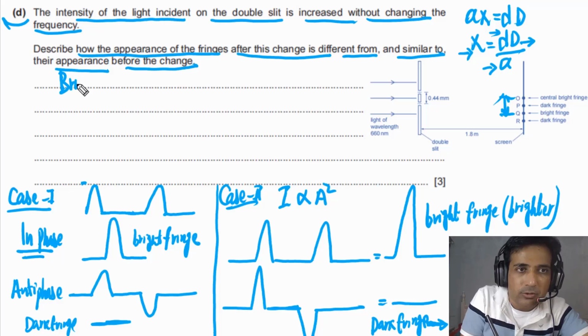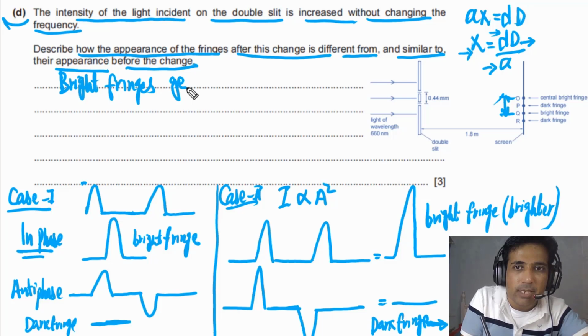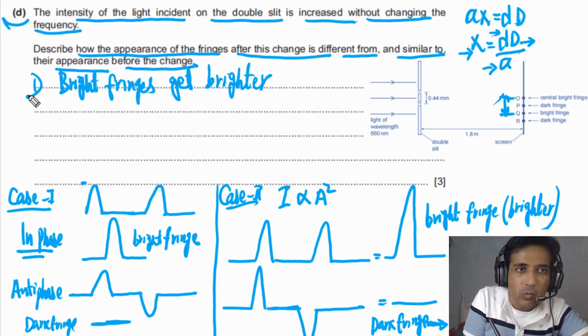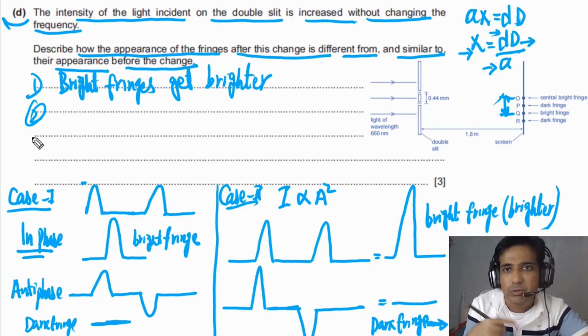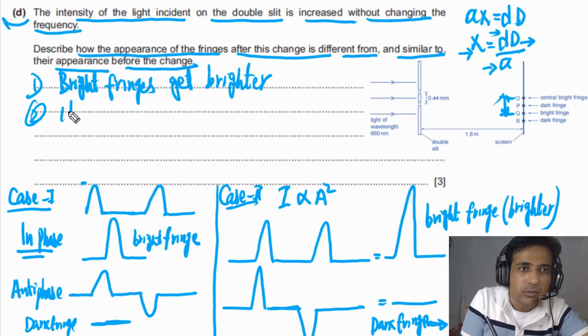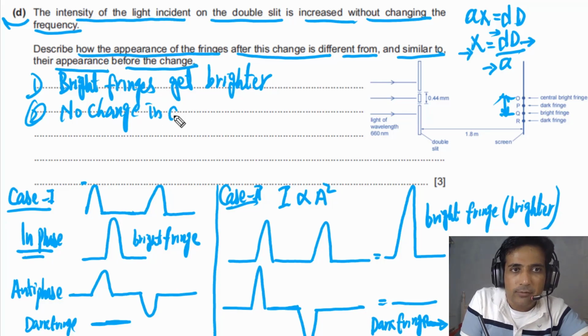This question has 3 marks. So the first point you can write down: bright fringes get brighter, so they're brighter than before. Or you can simply say bright fringes are brighter than before. That's 1 point. And the second point you can say: no change in dark fringes. So this can be the second point, no change in dark fringes.